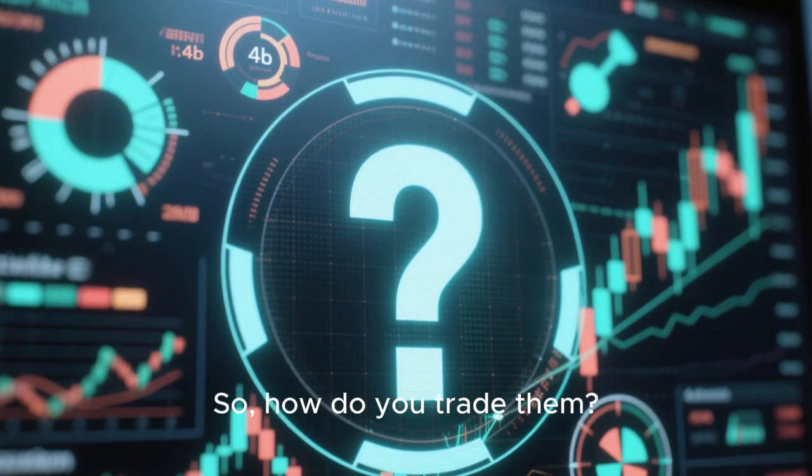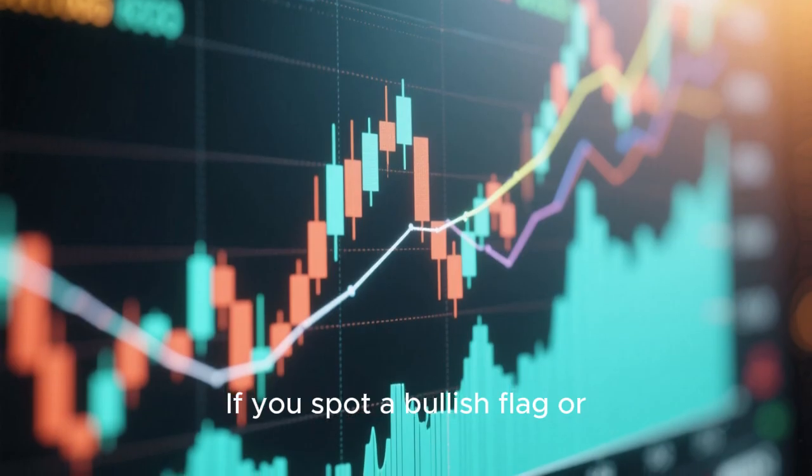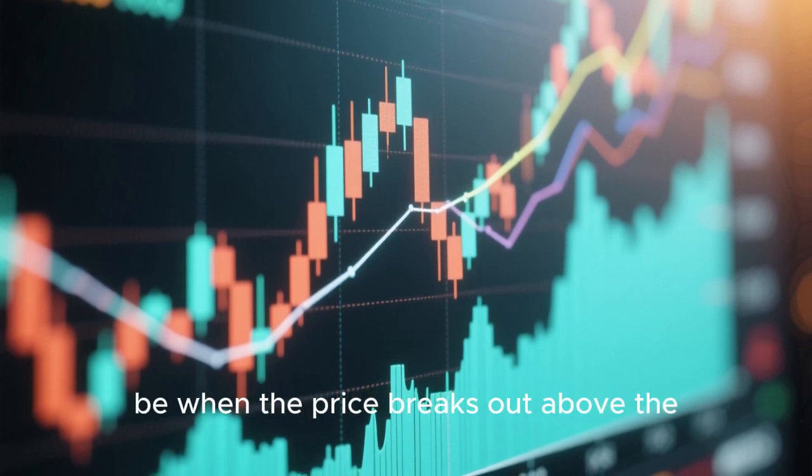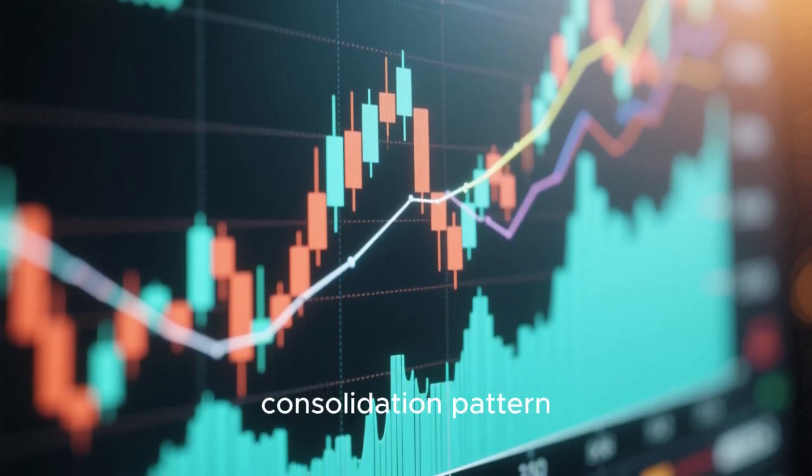So, how do you trade them? If you spot a bullish flag or pennant in an uptrend, your entry point would be when the price breaks out above the upper boundary of the consolidation pattern.